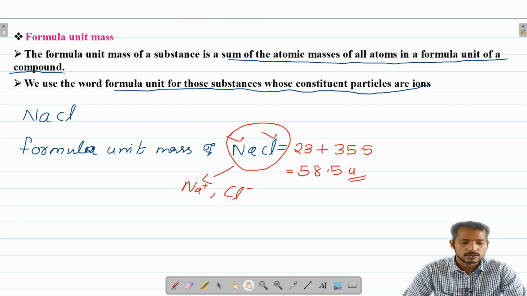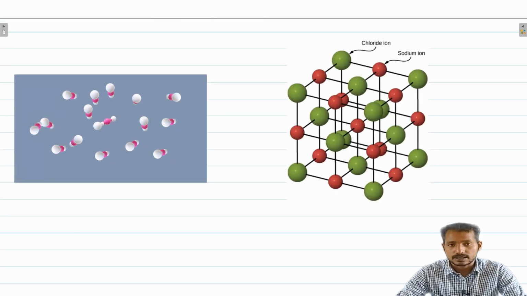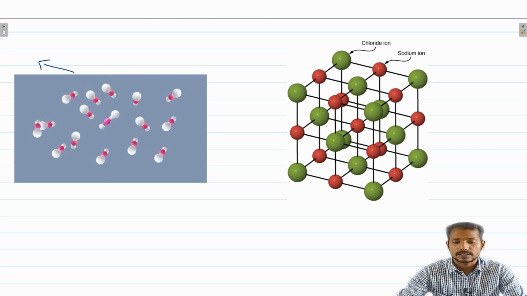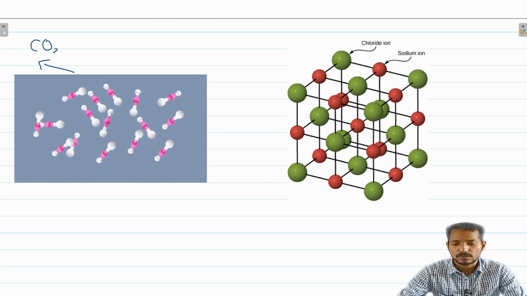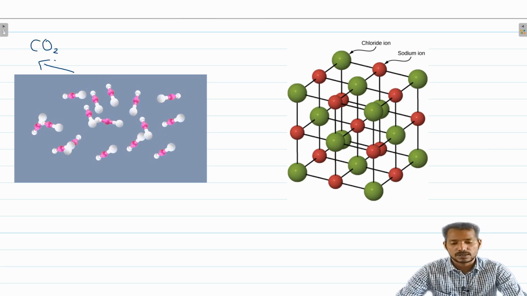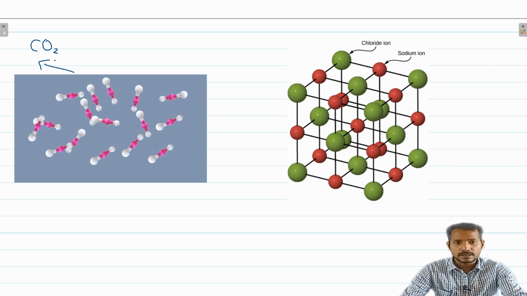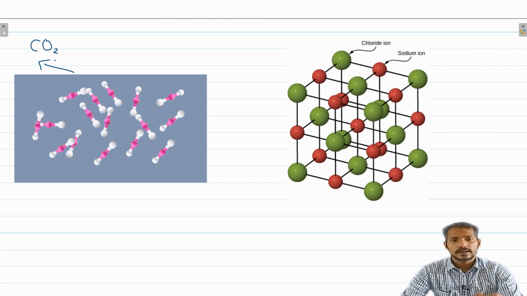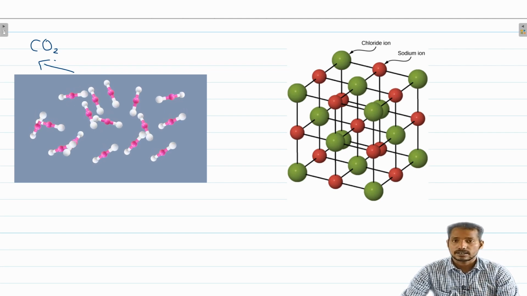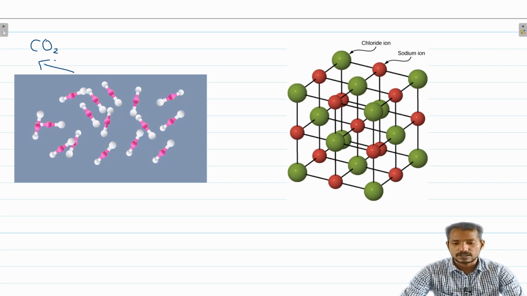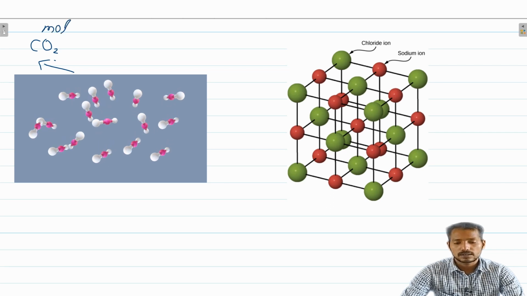Why is this specific term required? Let's examine that one. See here, you can see carbon dioxide. One carbon and 2 oxygen. In case of carbon dioxide, you can see in this video that each carbon dioxide molecule is independent. That is a single entity that exists in case of carbon dioxide gas. Clear? So we will use the term molecular mass.